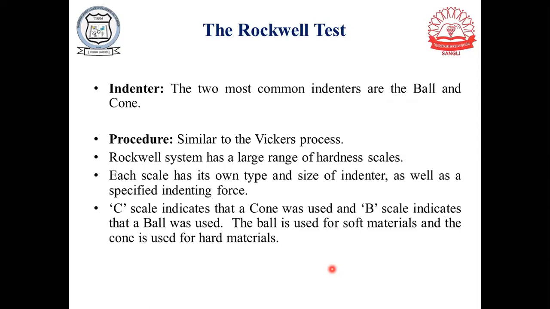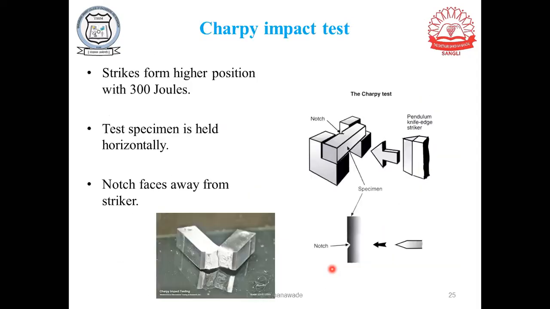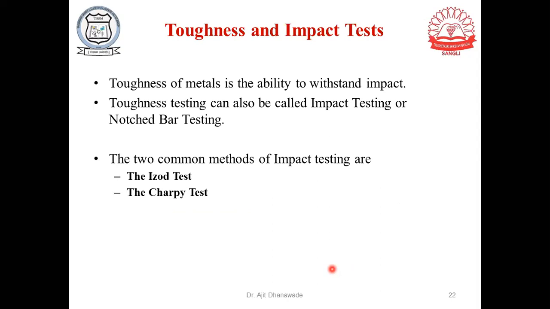The next test, that means the last destructive test, is the toughness test or impact test. It is also called an impact test. So we'll go through this test also. Toughness of the metal is usually measured by the impact test. It is usually referred to as an impact test, but sometimes it is also called a toughness test. It is done in two ways.